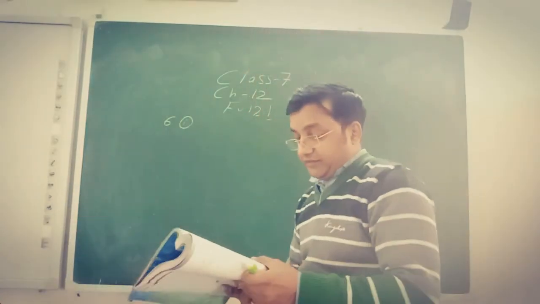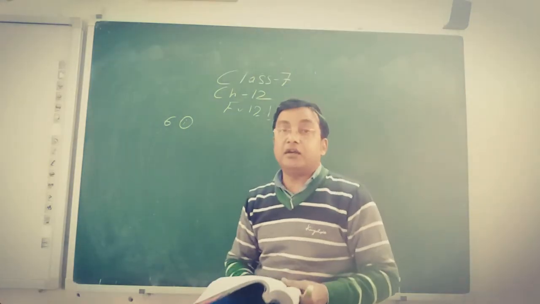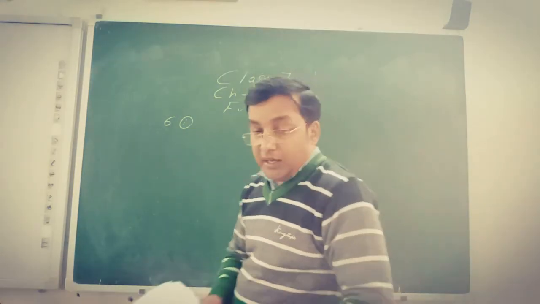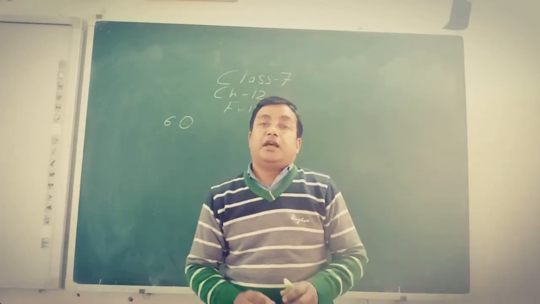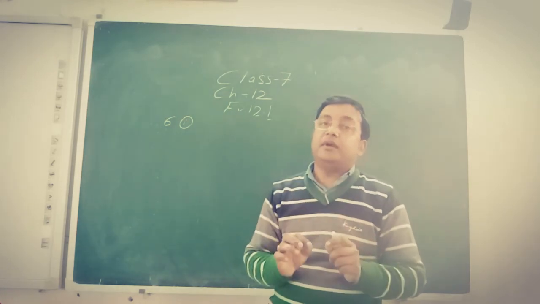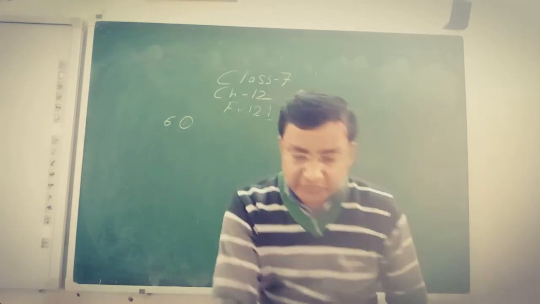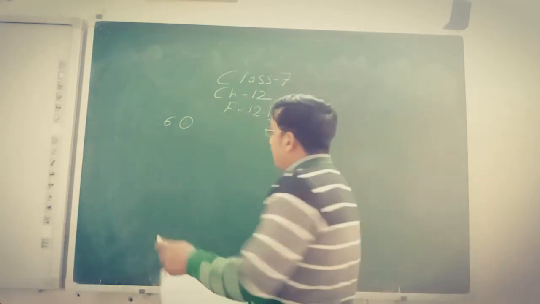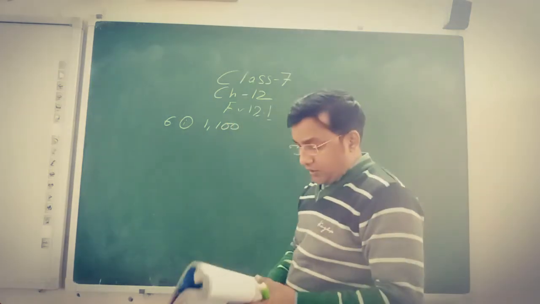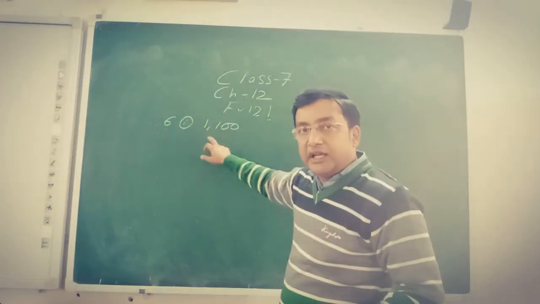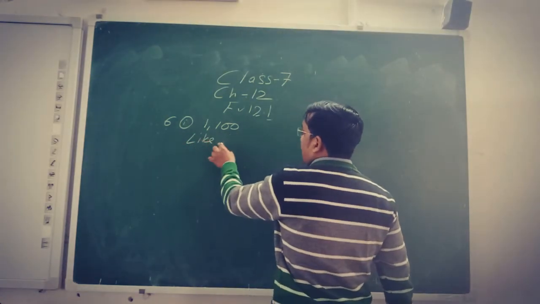Now, question number 6. In question number 6, we have to state whether a given pair of terms is like or unlike. Like and unlike, I told you. Like means the terms having the same variable part, means the variable part will be exactly same. The first question is this: 1 and 100. See, there is no variable, so they are said to be like. These are like numbers.